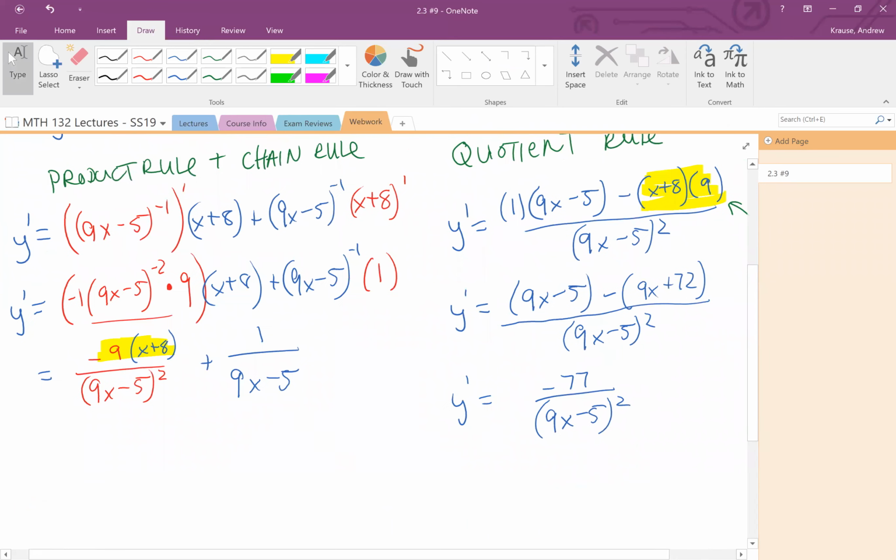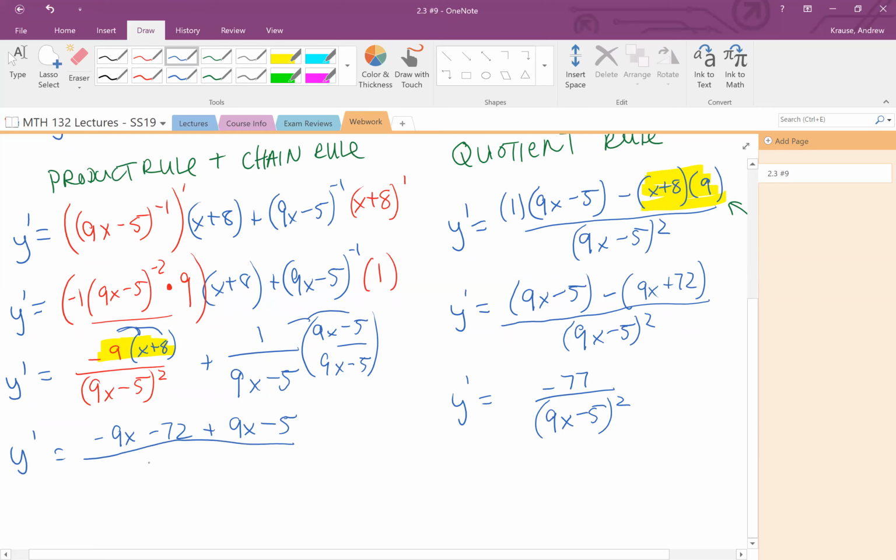Now, how would we simplify this more? Well, we're going to have to multiply this by 9x minus 5 over 9x minus 5, right? And so then we're going to get a negative 9x, that's me multiplying there, negative 72, me multiplying there, plus 9x minus 5, that's this multiplication, all over 9x minus 5 squared. And now notice we've actually landed on the exact same part of the work. And that's because the quotient rule can be derived from the product rule and the chain rule.